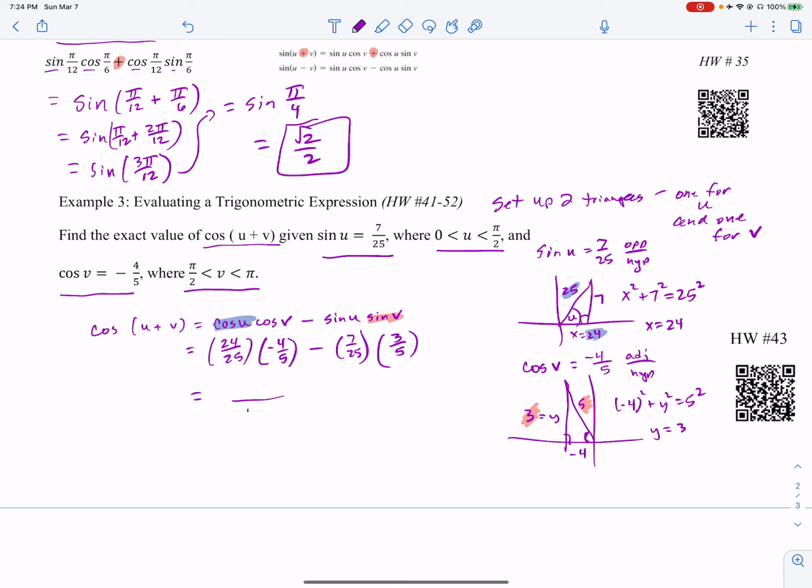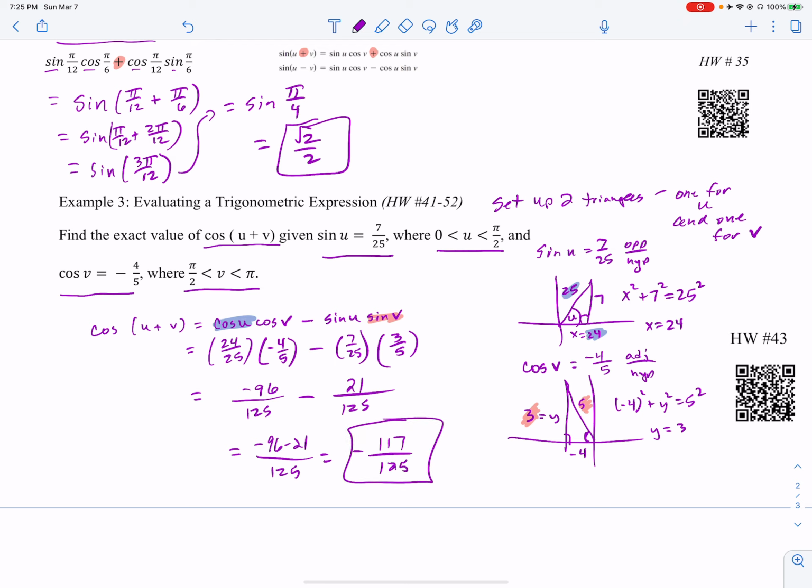So then I'm going to have a 125 here, I'm going to have a 125 here, and 24 times 4, I'm going to have a negative 96, minus, and then 3 times 7 is 21. So it's a negative 96 minus 21 all over 125, which is a negative 117/125.